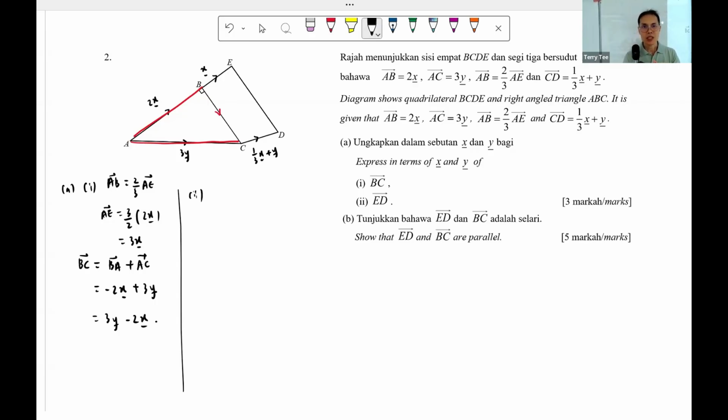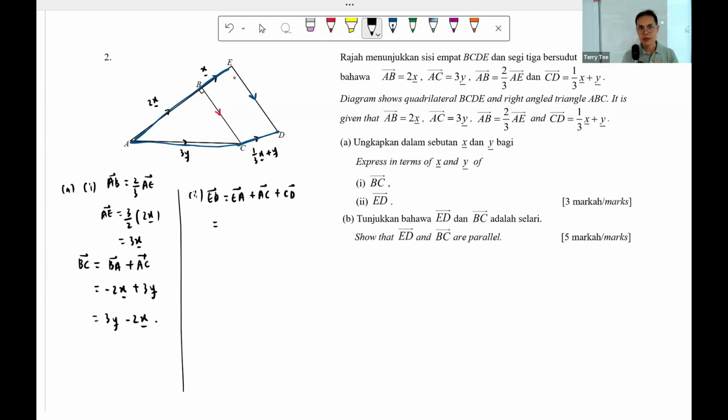Where's ED? Now look at the diagram. ED is this. I use another color. You go this way. So to go from E to D, right? It's just a little bit longer. We go E to A, followed by A to C, followed by C to D. So we have to do 3 parts. Okay, let me write down. ED will be E to A plus A to C plus C to D.